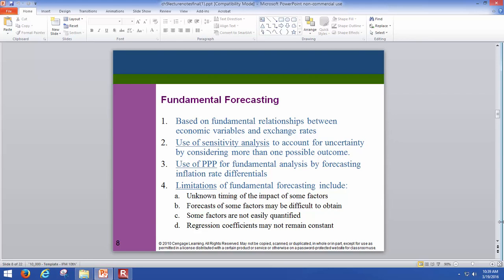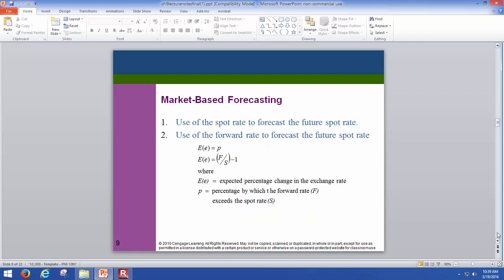And the last one is that because things change over time, the model we've developed for one period may not work in the other period. And again, the reason being that more people catch on to your model and they try to do the same thing, any such advantages you have might go away. Okay. So what is market-based forecasting?